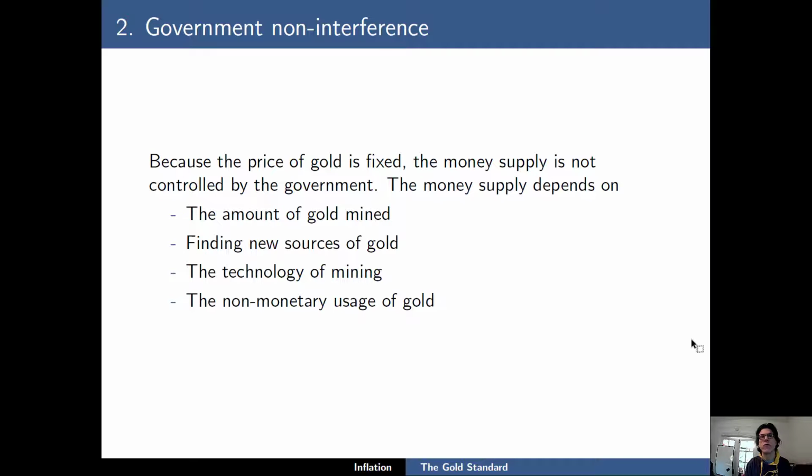The second advantage was government non-interference. Because the price of gold is fixed, the money supply is not controlled by the U.S. government. Instead, the money supply depends on outside factors, such as the amount of gold mined, whether they find new sources of gold, the technology used in mining, and how much gold is used for non-monetary usage. In other words, in jewelry or in high-tech devices or something like that.